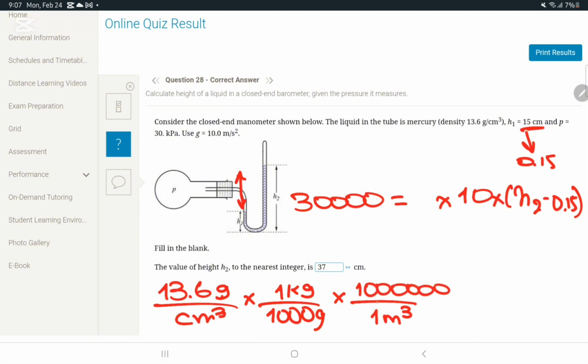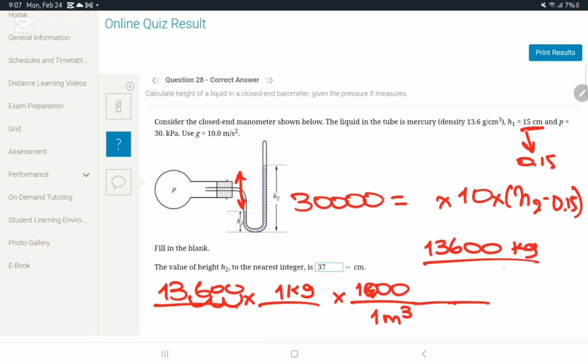It's 1 million. Yeah, it's 1 million centimeter cubed is 1 meter cubed. Now we can cancel these units here. Cancel these units. And we can cancel the zeros. So we get 13,600 kilograms over meters cubed. Sorry, there's a noise of the cars outside, if you heard it. So this is the answer. This is the density. 13,600 times 10.